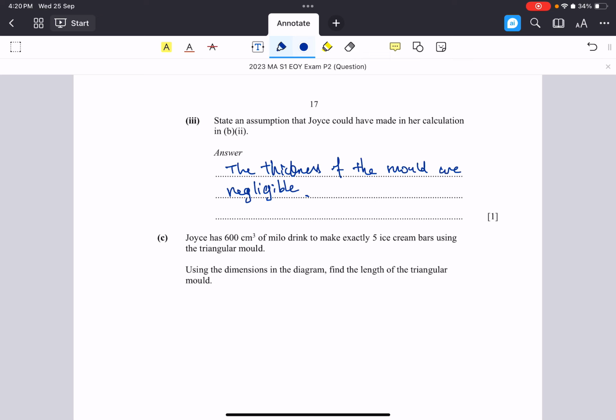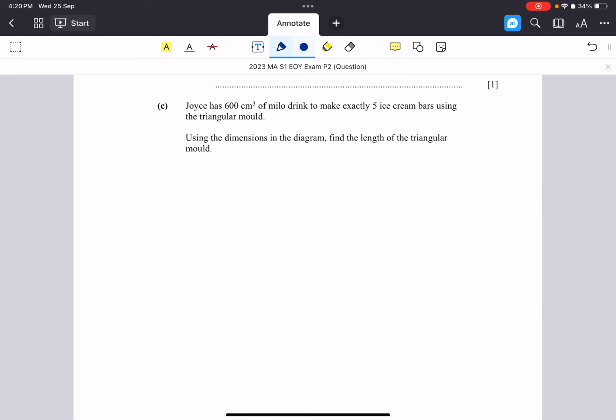Now Joyce has 600 cubic centimeter of Milo drink to make exactly 5 ice cream bars using the triangular mold. Using the dimensions in the diagram, find the length of the triangular mold. We're going to make 5, and she has 600, which means for 1 bar the volume of the mold is 600 over 5, which gives us 120 cubic centimeter.